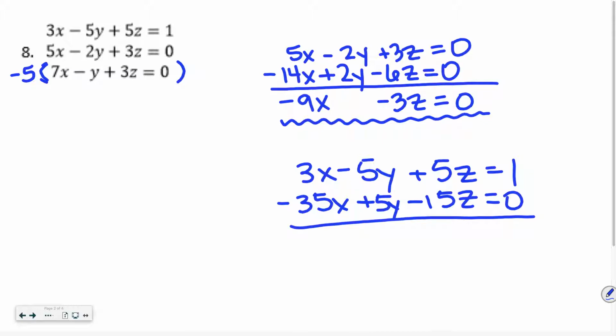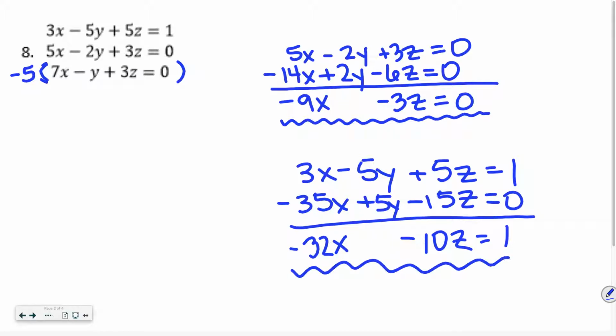It is possible that we would have to multiply two equations by a number to get a variable to be opposite, but today we were lucky and we only had to multiply one equation. Okay, so the whole goal is to get y to cancel out. They do. So we're left with -32x minus 10z equals 1. Agree with that?